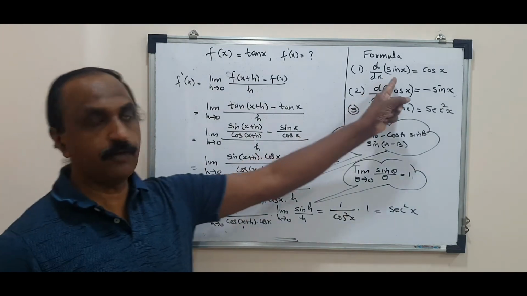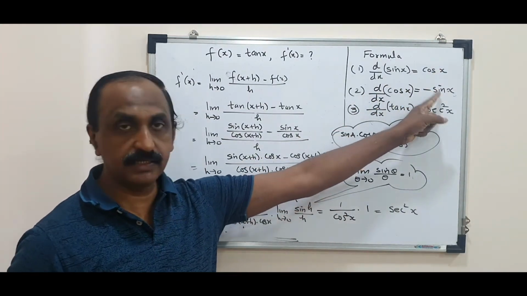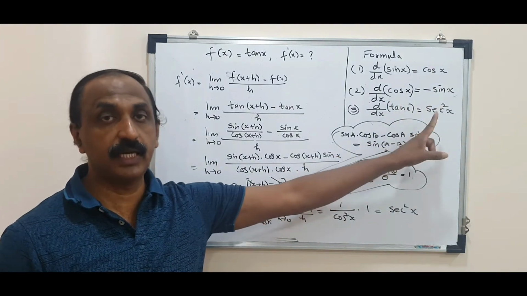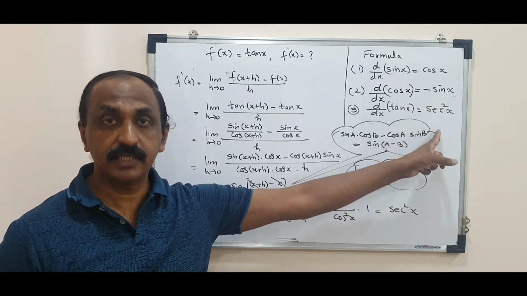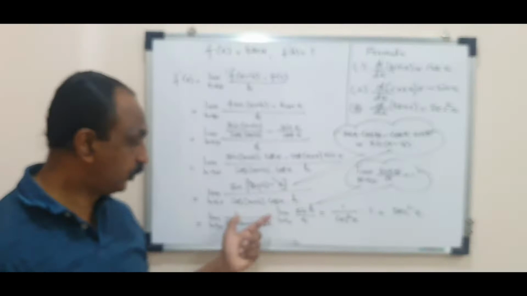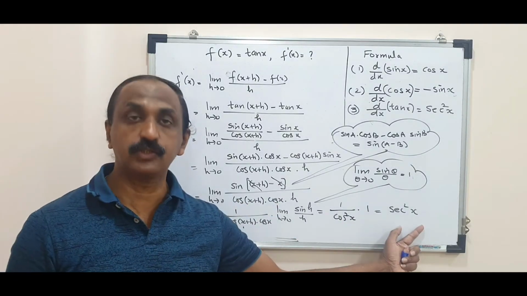So we have derived three formulas till now. The derivative of sin x is cos x. The derivative of cos x is minus sin x. The derivative of tan x is sec square x. Do not think the derivative of tan x is cot x. The derivative of tan x is sec square x. How did the square come? Because while taking the LCM, we have two cos terms in the denominator, and they changed to cos square, giving sec square x.